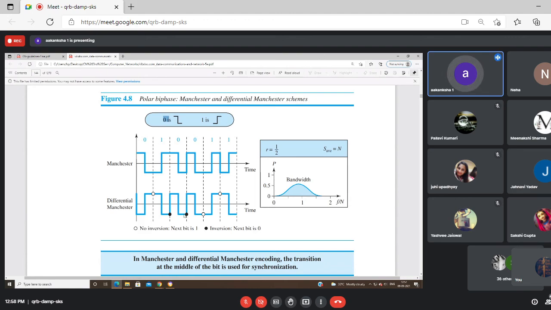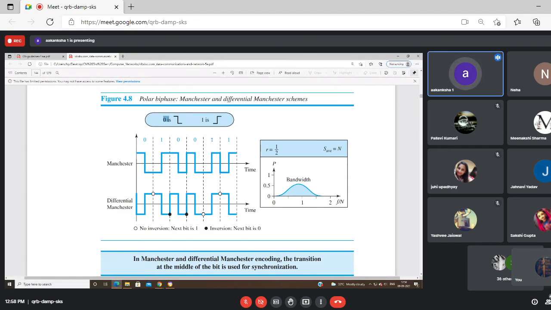So we are not saying that for 0 we are doing high to low. We are just doing a transition in the middle of the bit for synchronization. But because the next bit is 0, and I have also come to the negative part, I'll do a transition immediately at the start of the bit. I'll go from negative to positive, and again in the middle of the bit I'll do the transition from high to low, representing that I have completed one bit. This is for synchronization purpose.